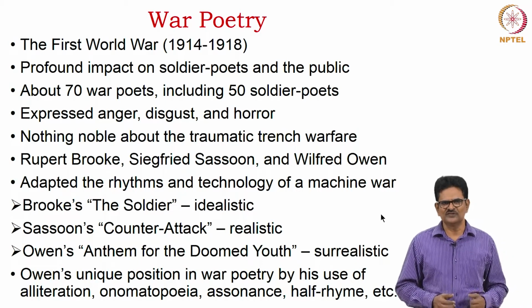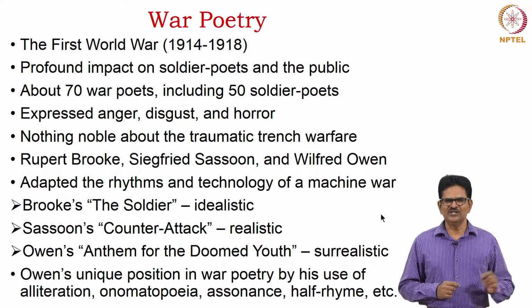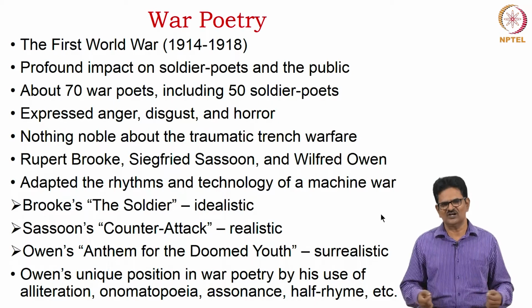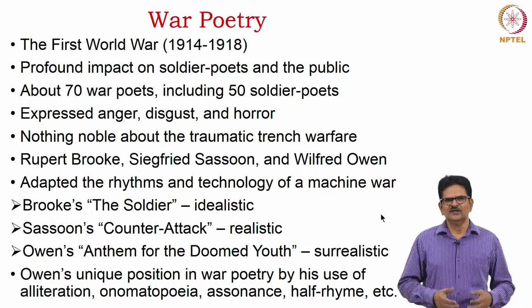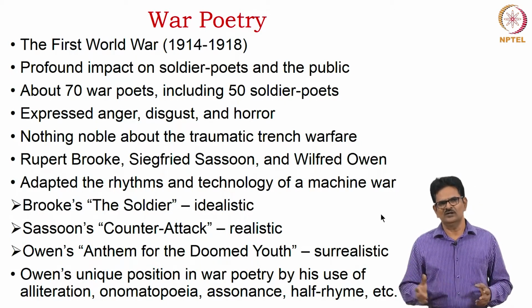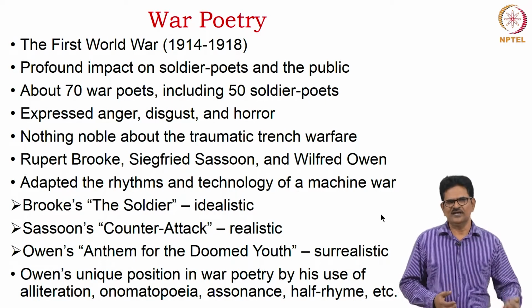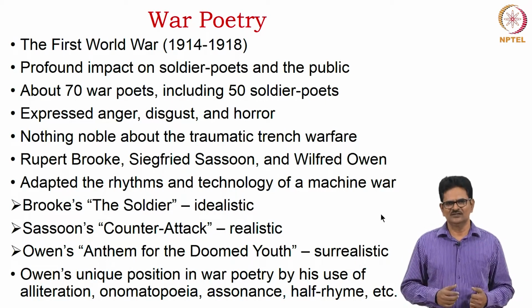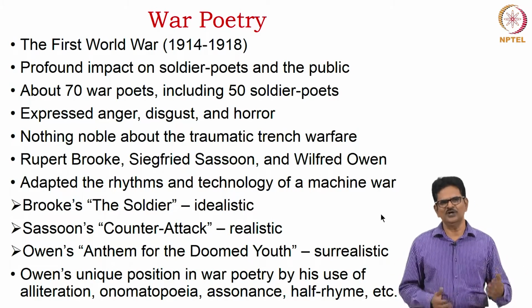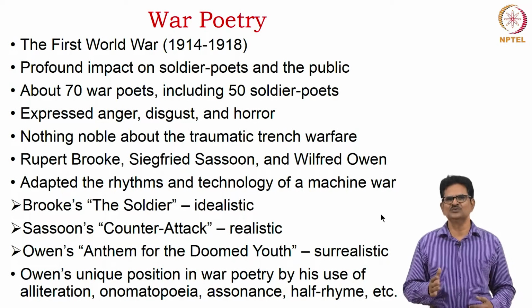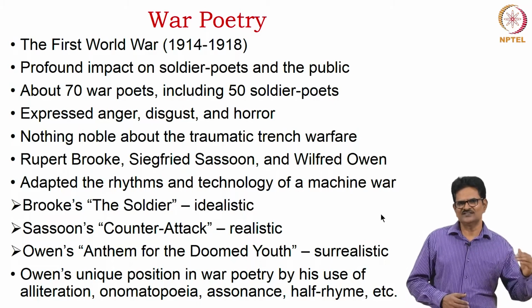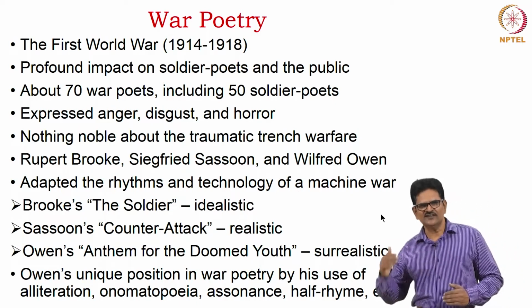We have Brooke's The Soldier. This poem initially was idealistic, it was appreciating, praising war, but then later on Brooke changed his opinion. Similarly, Sassoon also initially was writing about the war and later on became more and more realistic. Here we have an example in Counter Attack, but the best war poetry is represented by Wilfred Owen, and there are many poems. Here we have mentioned one, Anthem for Doomed Youth. It is more surrealistic. So, we differentiate the three poets by these terms: idealistic, realistic and surrealistic.